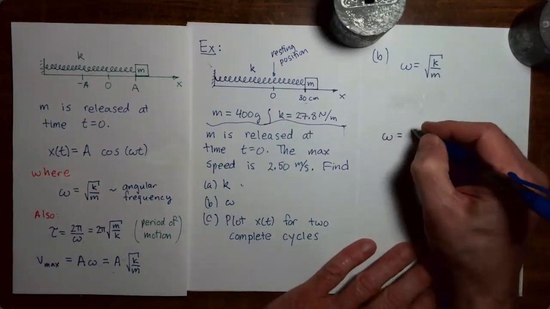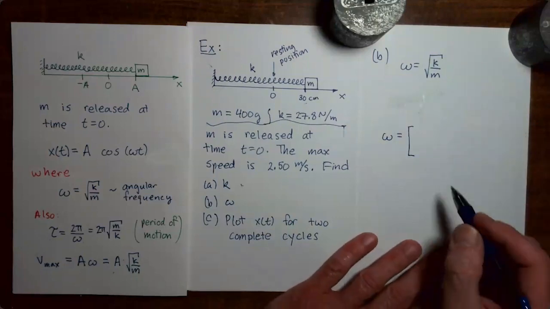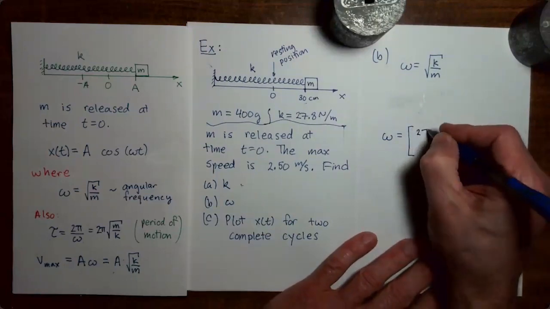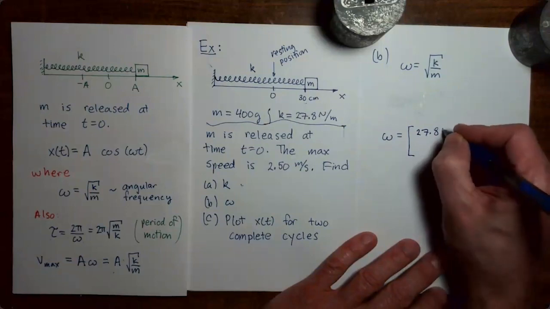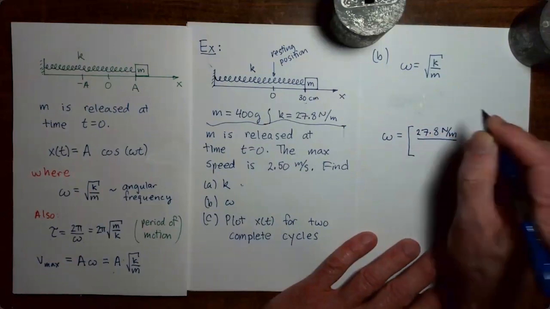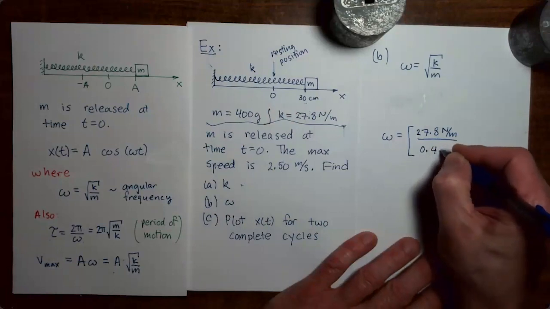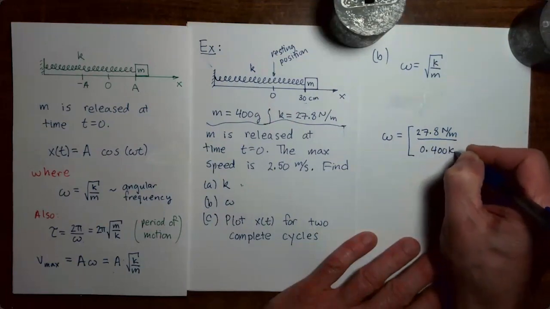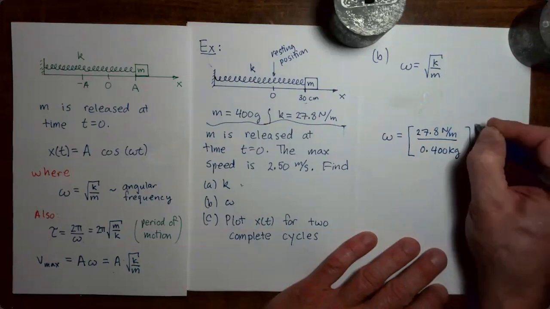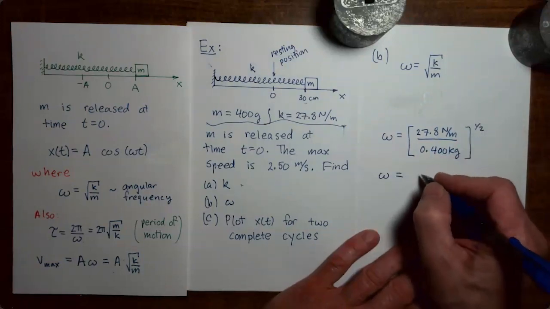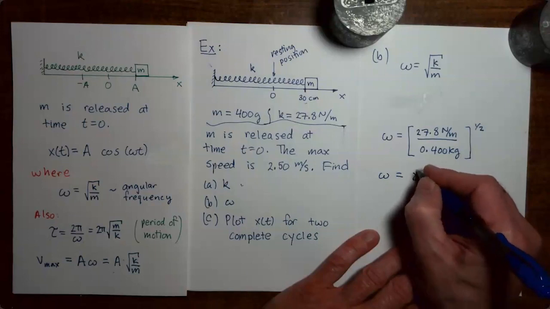So now substituting, K is 27.8 newtons per meter. M is 400 grams, or I can write that as 0.400 kilograms, and then square root. When I put this in my calculator, I get 8.34.